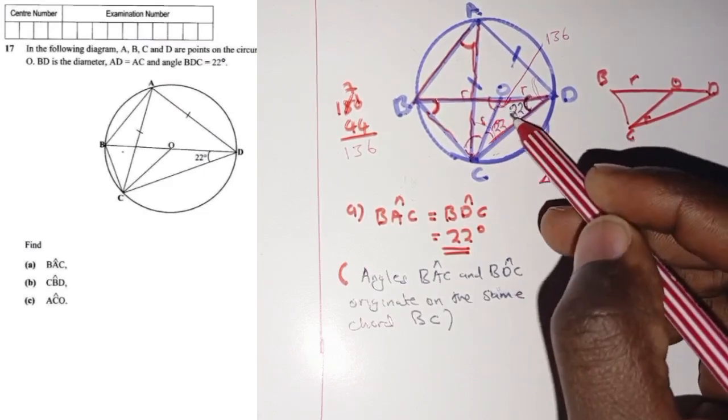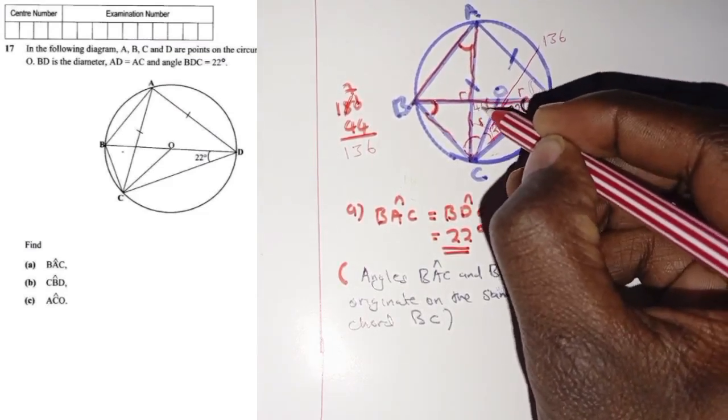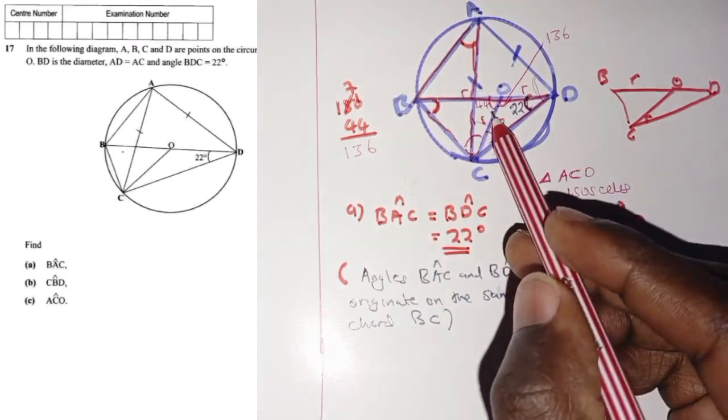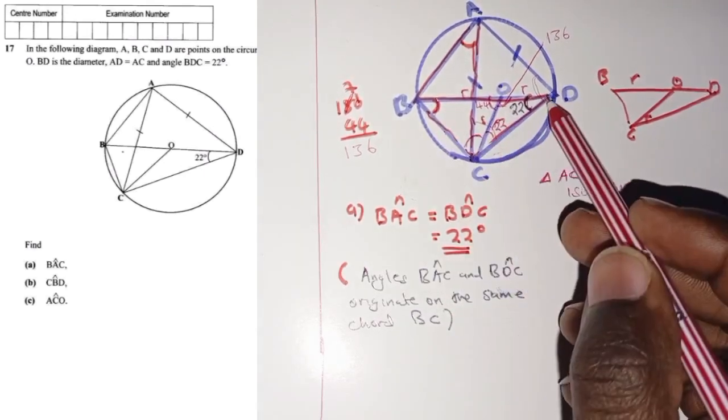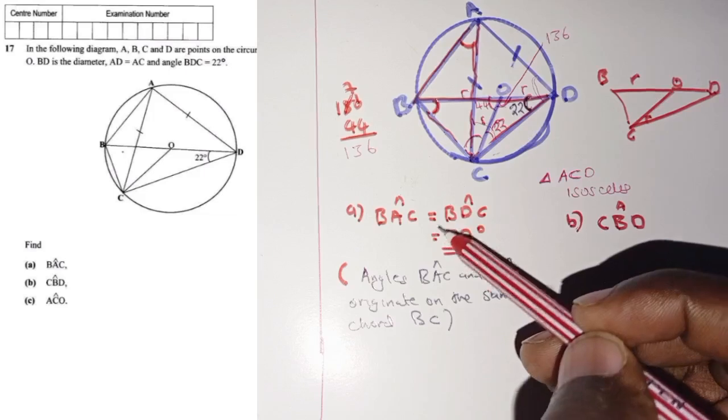This is a straight line, so this one here will simply be 44. Now why am I saying this one is 44? Again, if you follow the property, angle on the circumference is twice the angle on the center. So 22 times 2, you get 44 still, right?